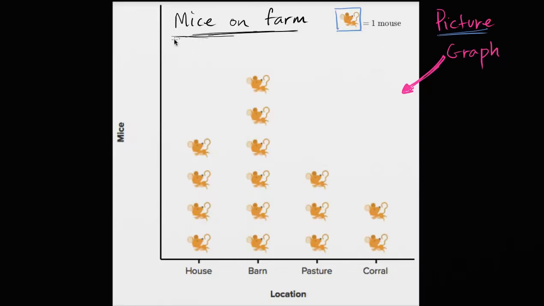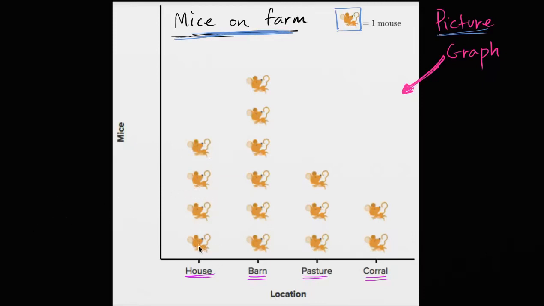So what is this picture graph telling us? Well, the title says Mice on Farm. So this tells us how many mice are in the different places on a farm. You could see here the different places where we might find mice: in the house, in the barn, in the pasture, or the corral. And these stacks of mouse pictures tell us how many mice there are in each of those places.